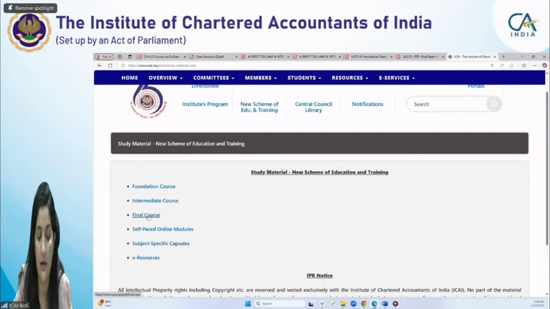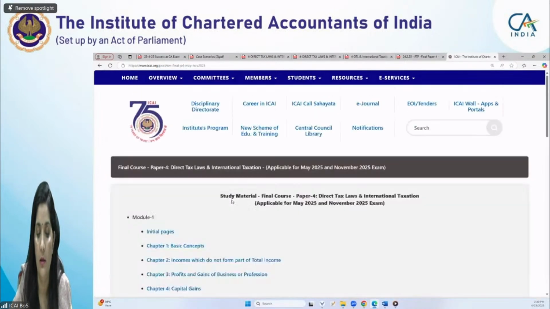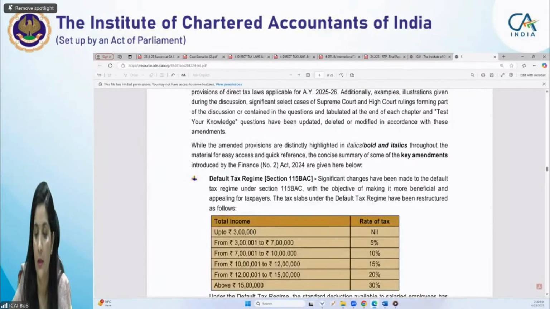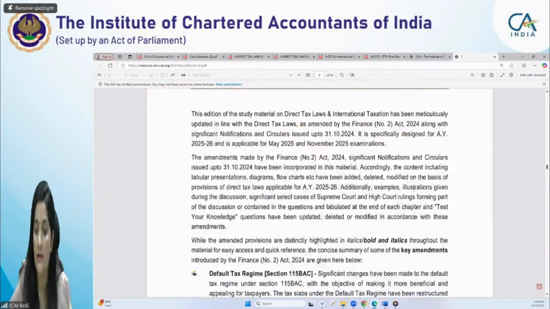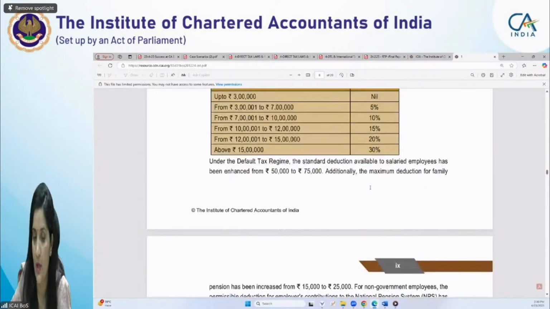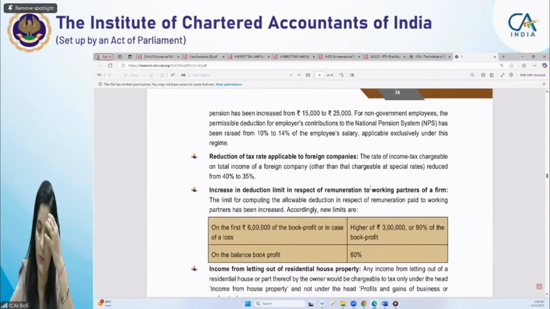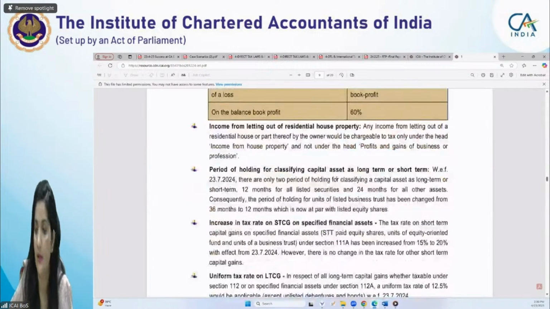If you go and see our website, there in the study material, you go to the direct tax laws paper. There, in the initial pages, see, an overview of selected key amendments made by the Finance (No. 2) Act 2024 is given in your study material. Okay? From here, if you see, we have covered in brief the relevant amendments. So please do refer to this for your amendment revision. But for detailed understanding, I am again telling you, please visit the chapters for the particular section. Okay? This you may refer.